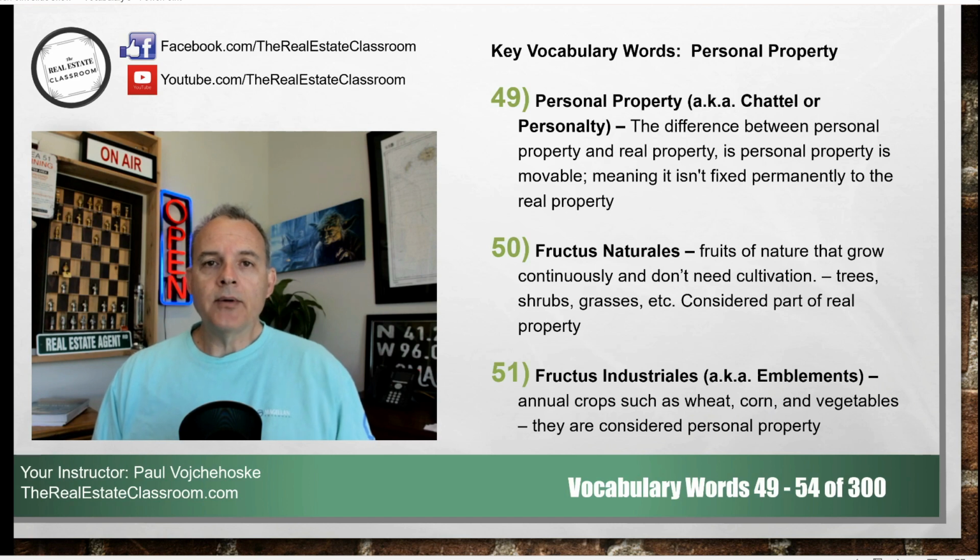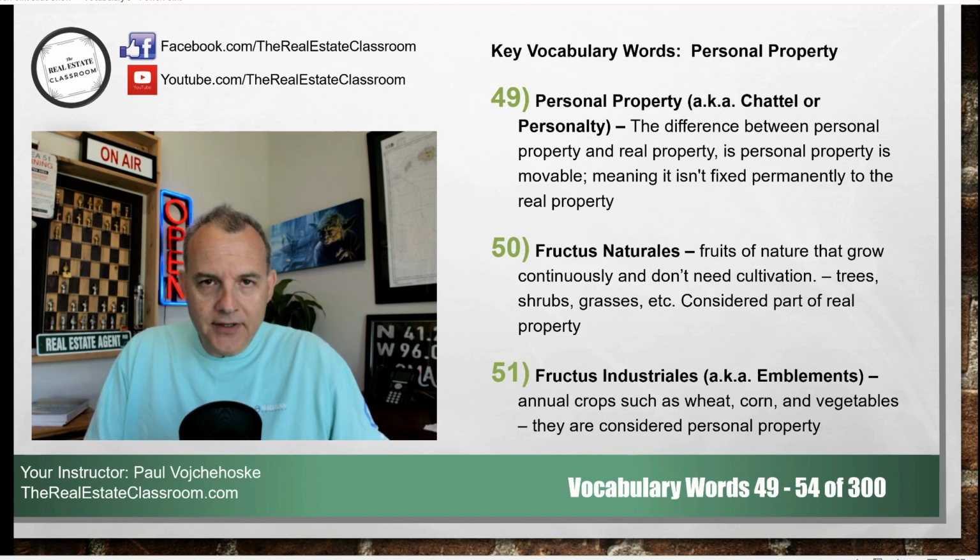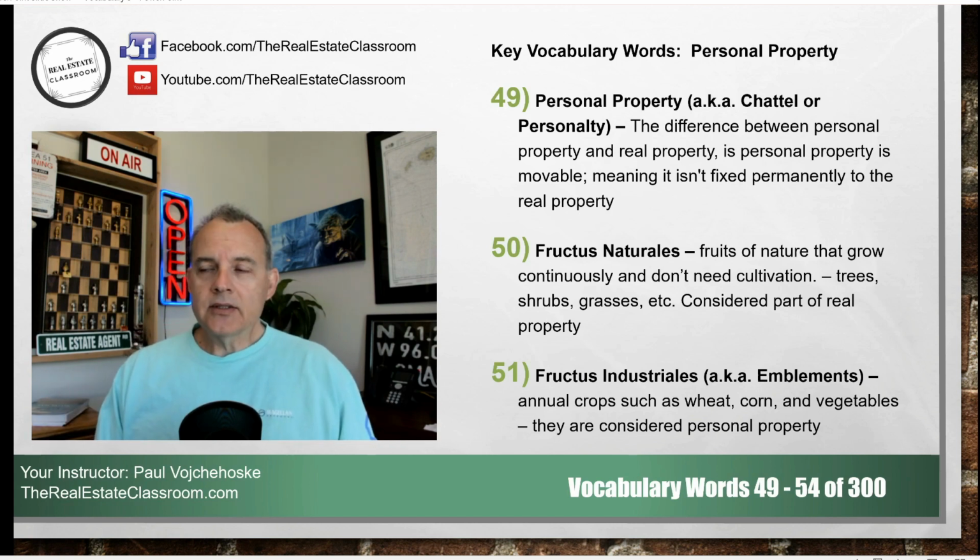So let me give you an example. You have a house on a piece of land. That house is real property because it's permanently affixed to that land. Let's say that you have cabinets that have been bolted into the wall of that house. That is real property because it's permanently affixed to that improvement. Personal property would be things like the living room set or the kitchen table, things that you can move very easily. They're not permanently affixed whatsoever to the real property.